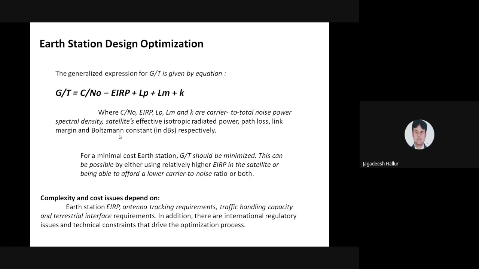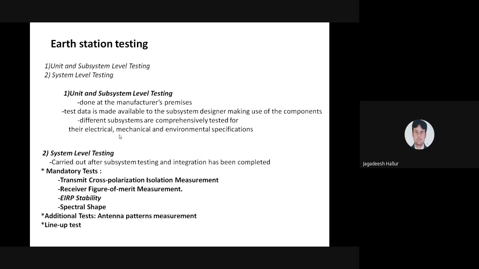For a minimal cost earth station, G by T should be minimized. This can be possible by either using a relatively higher EIRP in the satellite or being able to afford a lower carrier to noise ratio, or both. The complexity and cost issues depend on earth station EIRP, antenna tracking requirements, traffic handling capacity, and terrestrial interface requirements. In addition, there are international regulatory issues and technical constraints that drive the optimization process. That is the actual concept of this station architecture.